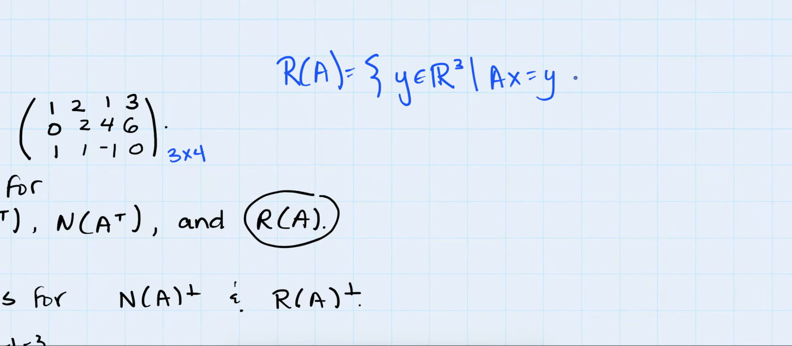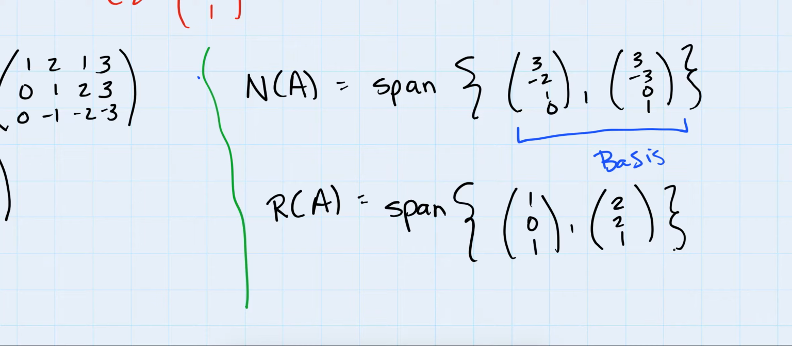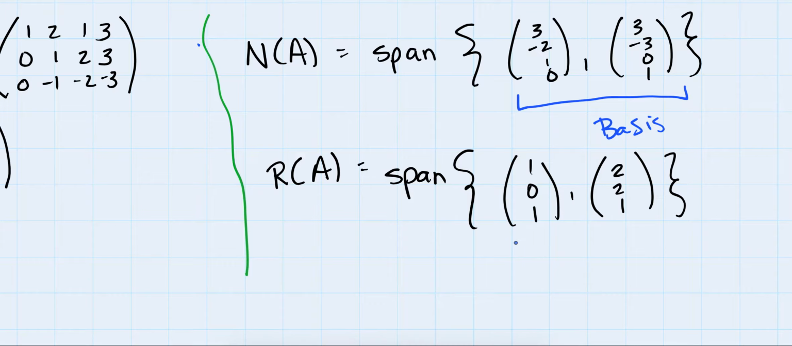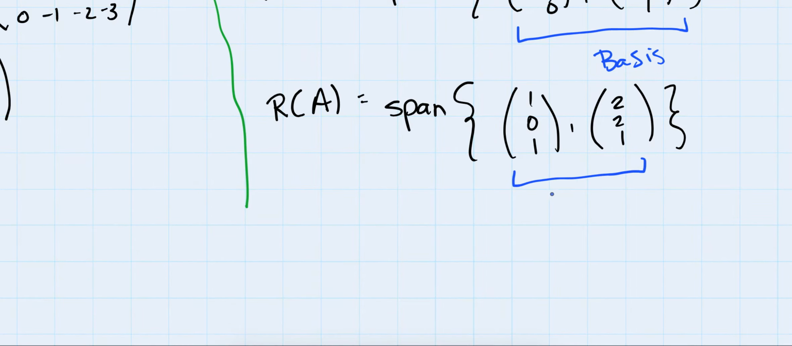So that tells me, I'm going to scroll over here so I can write down the range. The range of A is the span of those two vectors, 1, 0, 1 and 2, 2, 1. And these vectors are linearly independent and they form a basis for the range. So again, the two vectors themselves, those are the basis. And the range is the span of those basis vectors.